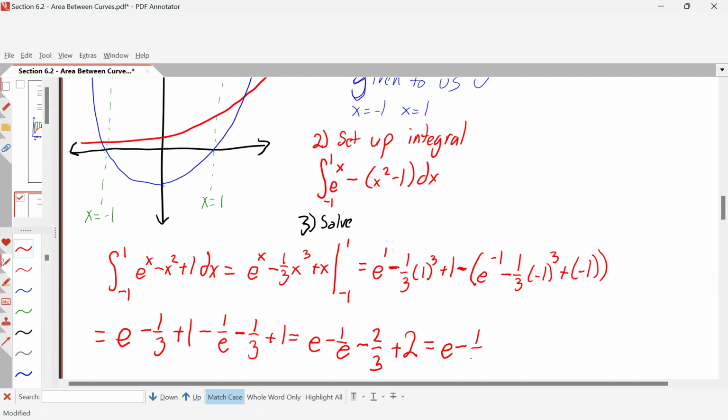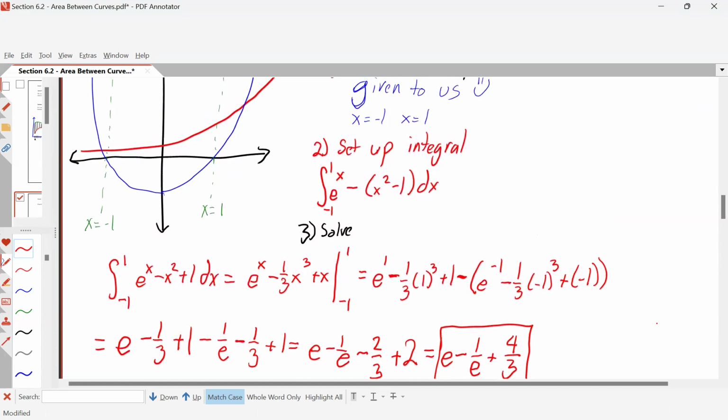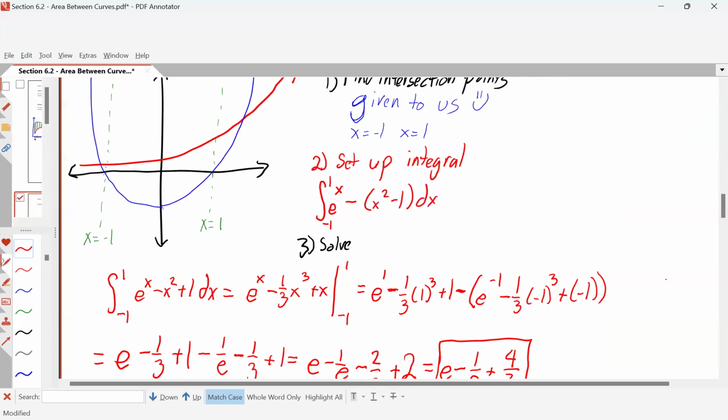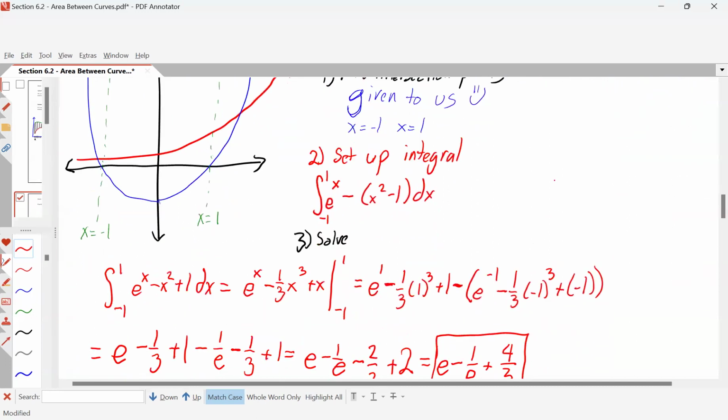So as simplified as this gets, we have e minus 1 over e plus a negative 2/3 plus 6/3, giving us 4/3. And there is the area. We could use a calculator to give us a more precise decimal to understand what that is approximately. It's going to be close to 3, but we have our exact answer of the area enclosed by those two curves. We will look at some more examples in the next video.